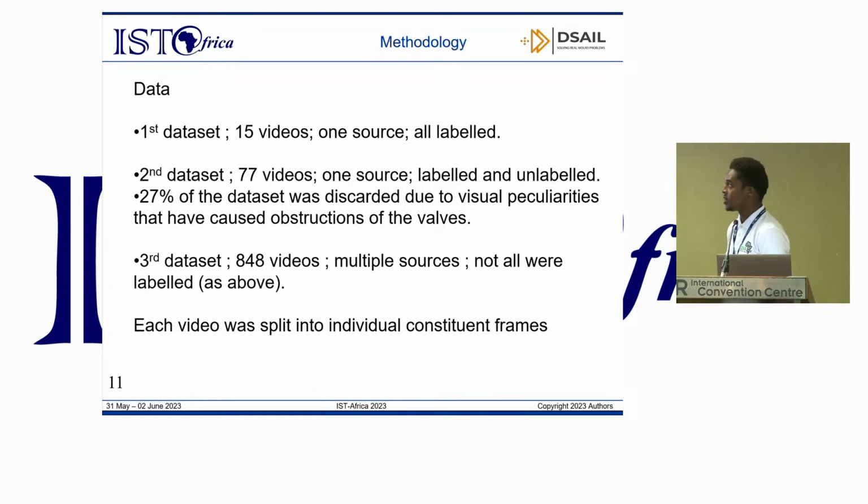We split the data set into three. First, a data set of 15 videos, all from one source and all labeled. Then, a second data set, 77 videos, all from one source, labeled and unlabeled. 27% of the data set was discarded due to some obstructions. And the third is 848 videos from multiple sources, not all were labeled.